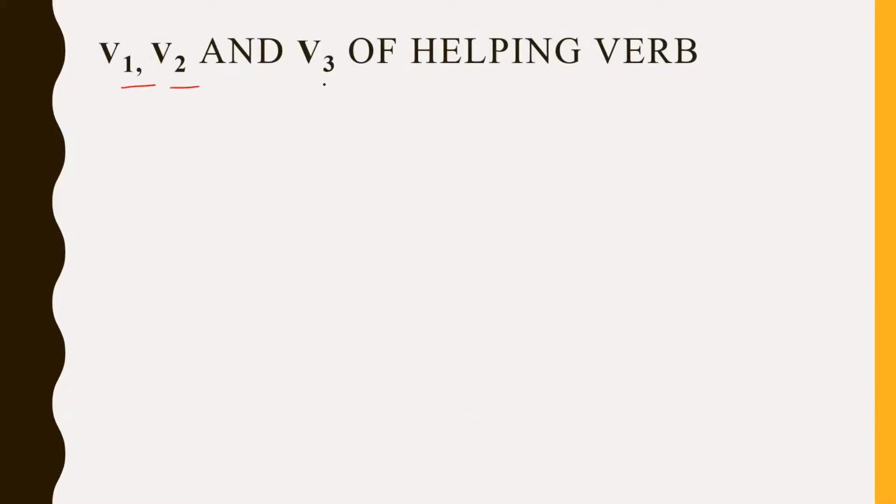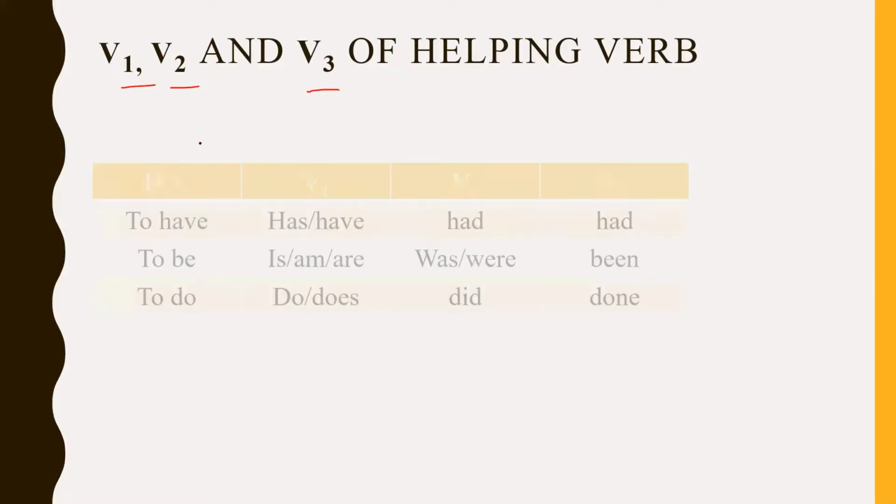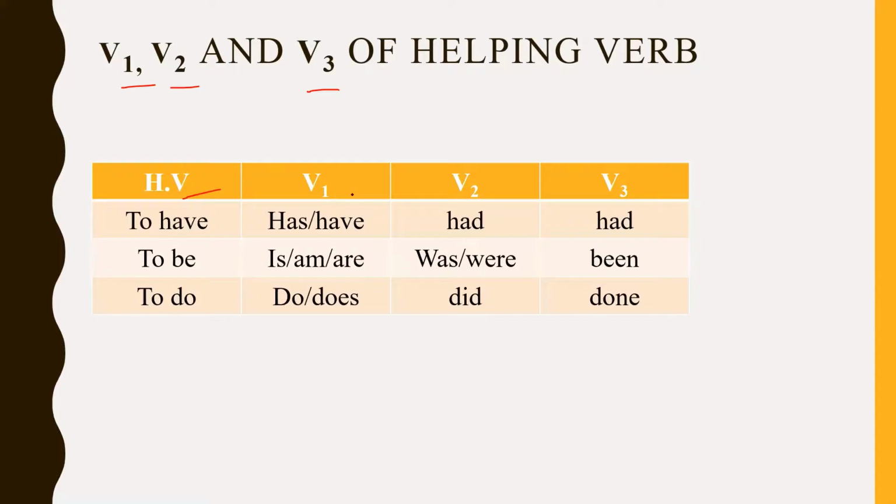First form, second form and third form of helping verbs. To have: has and have come in the first form of verb. Had comes in the second and third form of verb. To be: is and are come in the first form of verb. Was and were come in the second form of verb. Been comes in the third form of verb.